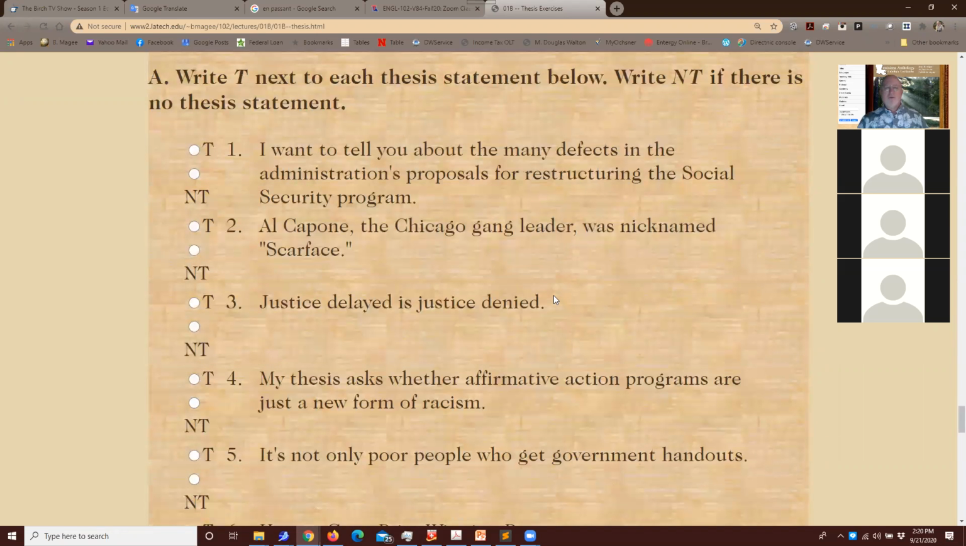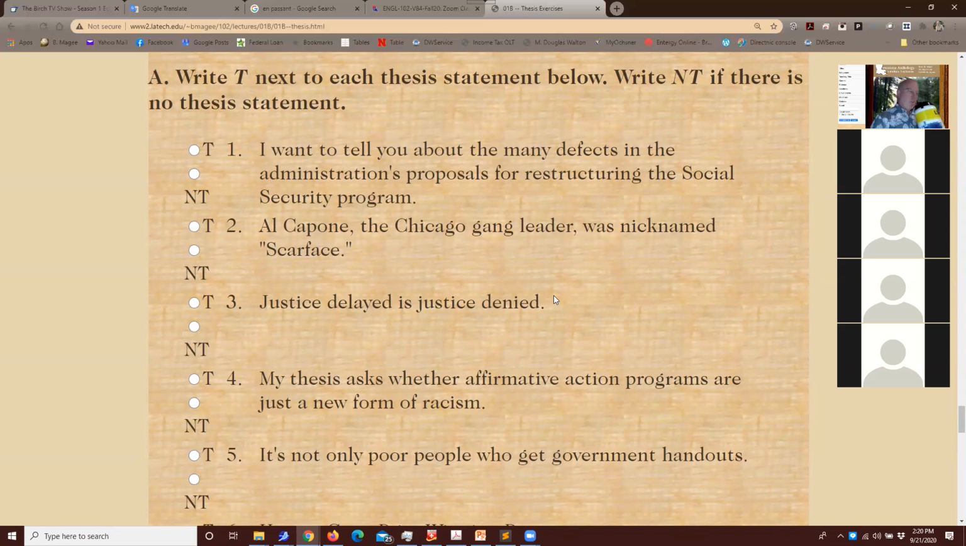All right, now with these criteria in mind, Mr. Bruno, please read sentence number 1 and tell us whether it is a thesis or not. You want me to read it out loud? Oh yes, the louder the better. I want to tell you about the many defects in the administration's proposals for restructuring the Social Security program.